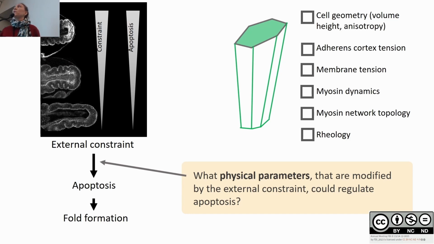And what I asked after that is how could that happen? What is the pathway? How is this regulated? So I'm wondering what the physical parameters are that are modified by the external constraint that could regulate apoptosis. And so we are going into the part of the talk that is a bit more exploratory. I have a bunch of candidates, and we are going to test these candidates together.